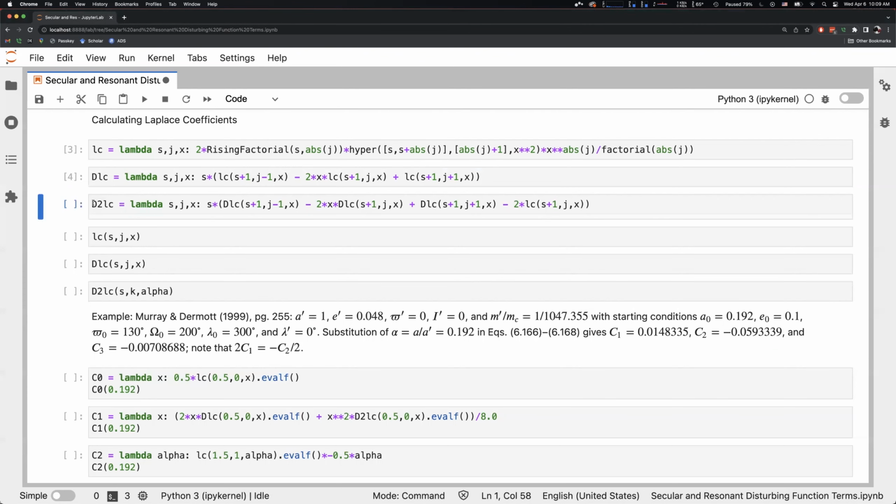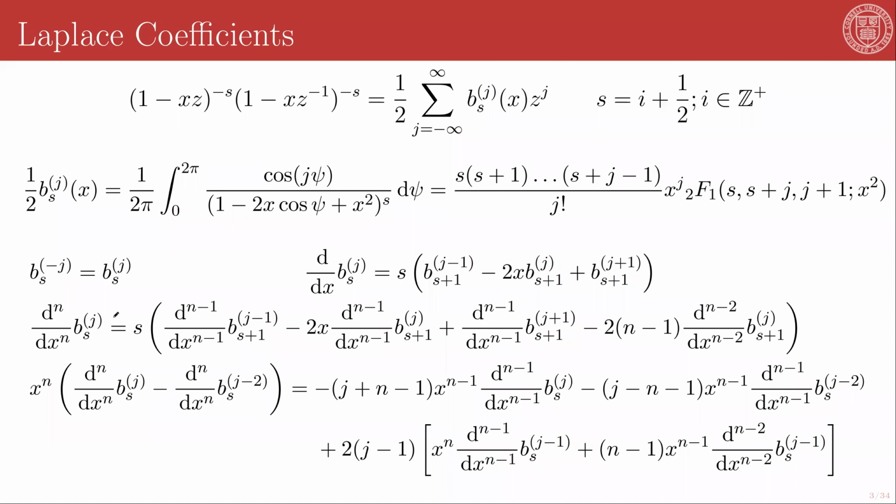Next, we define a lambda function or anonymous function for the second derivative of the Laplace coefficient, which will be s times the first derivative of the Laplace coefficient evaluated at s plus 1, j minus 1, x, minus twice x times the first derivative, and so on and so forth. That is a direct application of this relationship given here for n equal to 2.